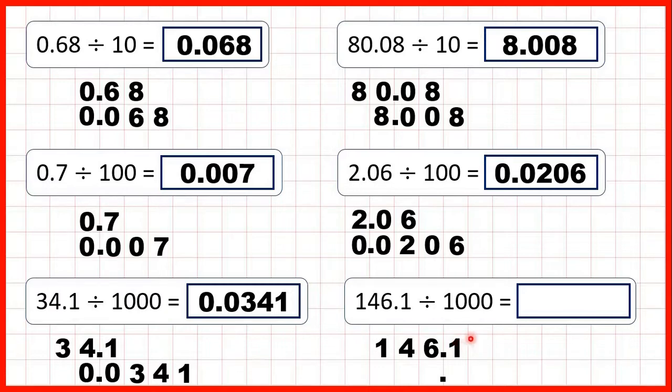So if we copy down this 1, 2, 3 squares to the right, and do the same with our other digits, we now have an empty ones column, so we can write a 0 in the square before the decimal point to give us 0.1461.